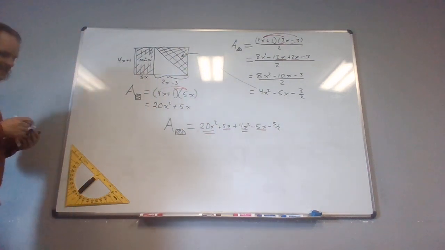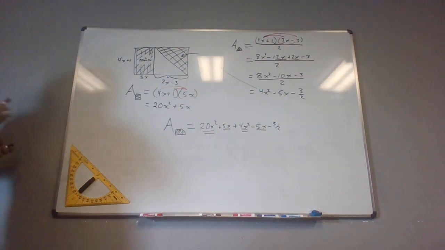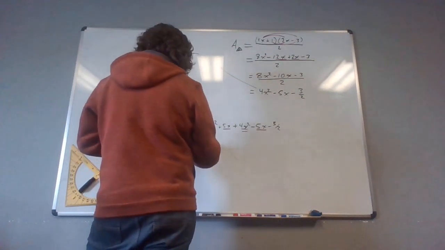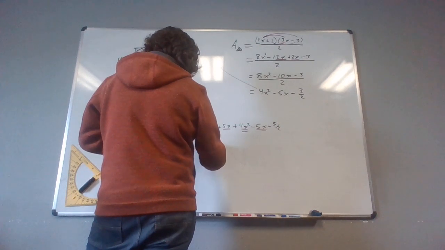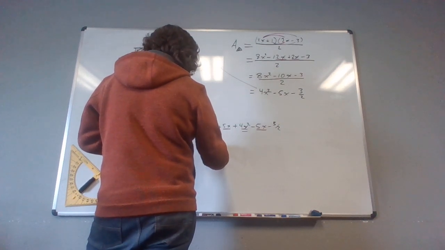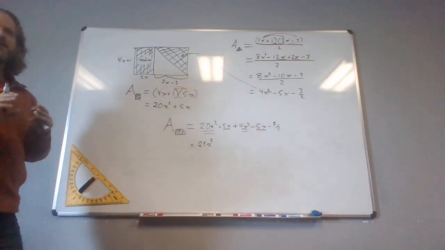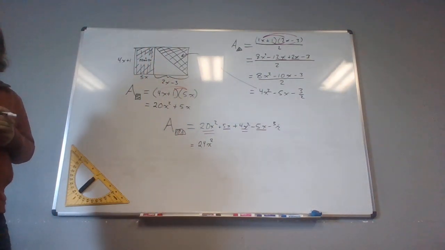So we do this in descending order. So these x squared terms first. So what's 20x squared plus 4x squared? 24x squared. Why do you not change the exponents? I'm lost. When you're just combining like terms, you're just adding the coefficients in front.